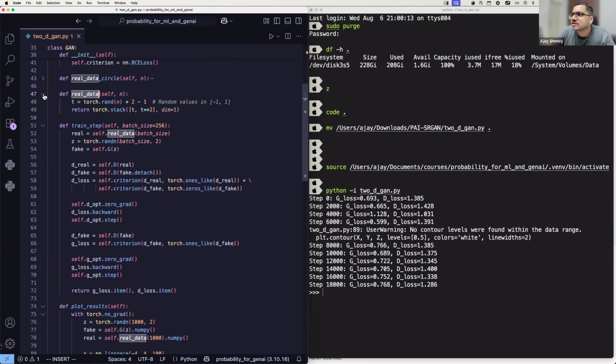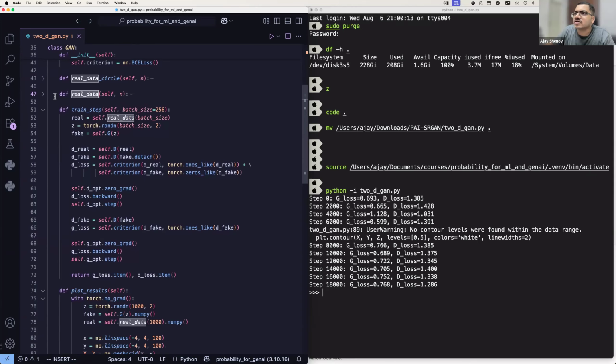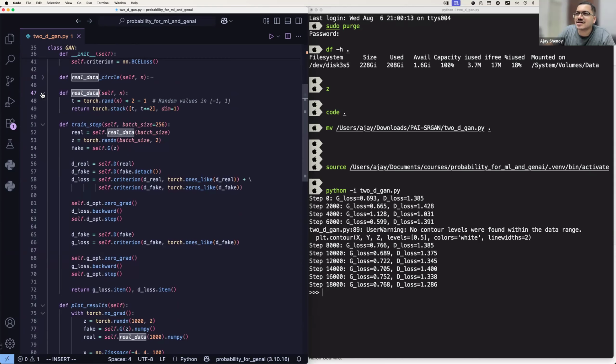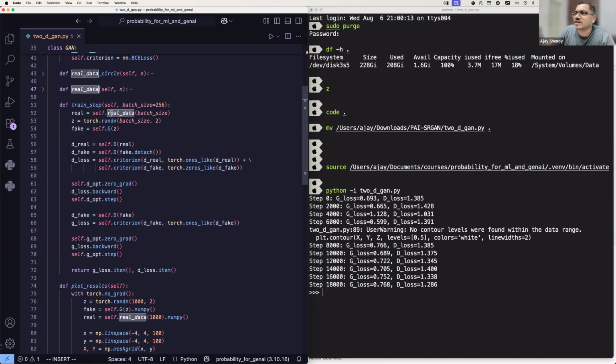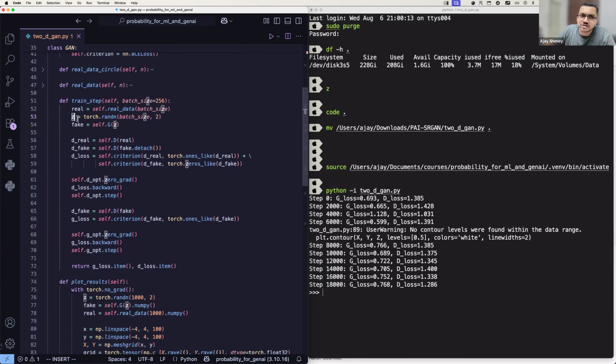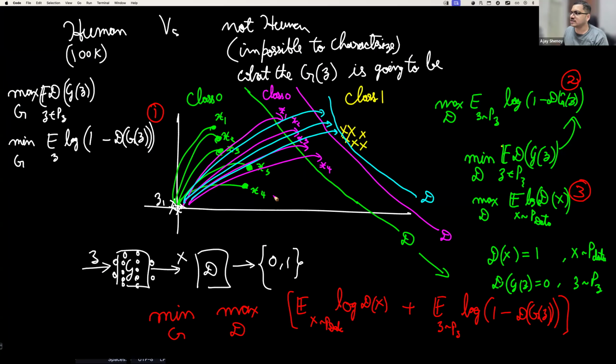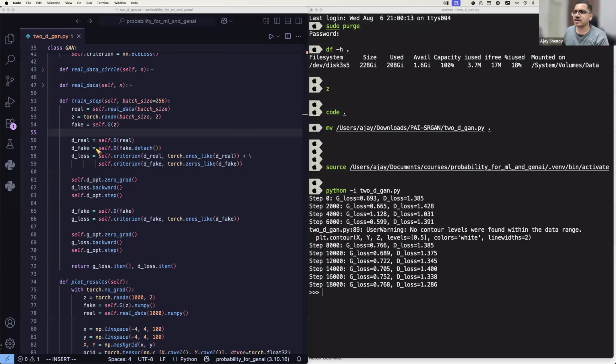Sorry, this is t comma t square. Okay, so I tried a circle also earlier, I think. Whatever, t comma t square. That's the data that you get. Z is your Gaussian and fake is your self.g of z. Okay, so in my picture here, this is what I'm going to call fake. Okay, this is what I'm going to call real data. Okay, that's the picture we want to keep in mind.